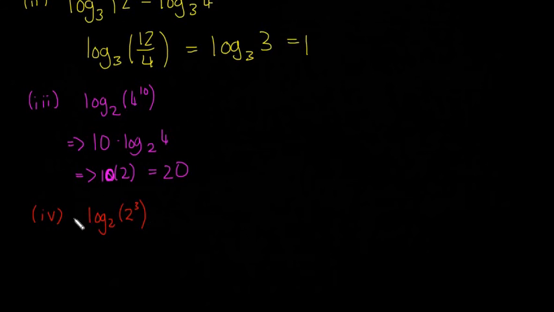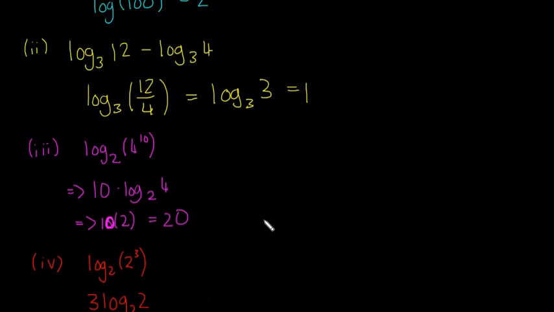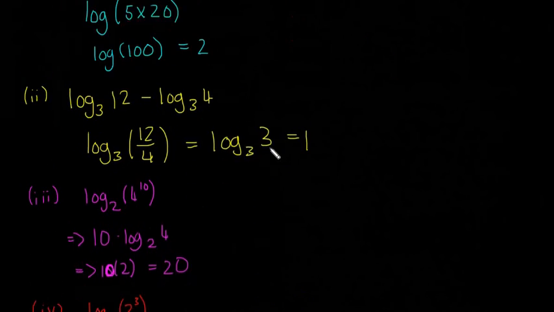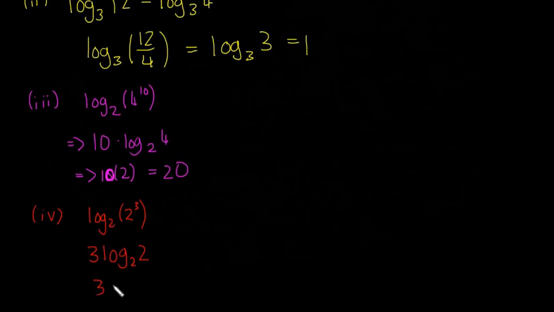Here we have another quick example. I'll let you pause the video and quickly try it yourselves. It's kind of similar to this one, and then just unpause it to see how you get on. But anyway, I'm going to start now. The first thing I'm going to do is bring this 3 down, which is again the third rule. So it's 3 log to the base 2 of 2, and log to the base 2 of 2, as you see here, by the ninth rule is just equal to 1. So our answer is 3 multiplied by 1, which is equal to 3.